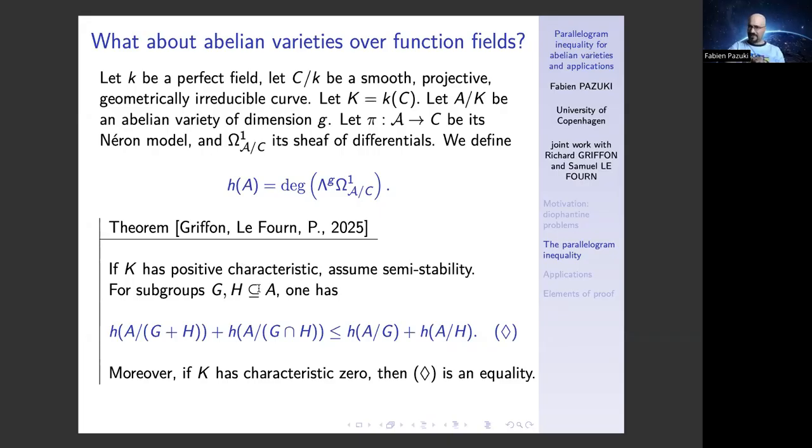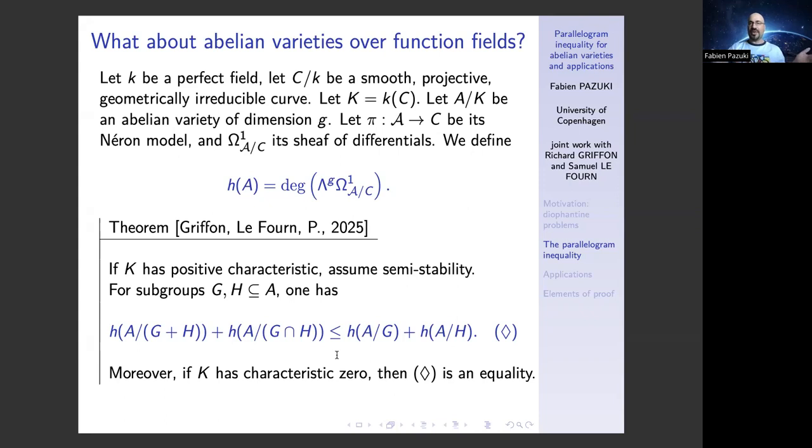Now, if I take similar kind of subgroups inside A, we are able to prove that the height of the quotient by the sum plus the height of the quotient by the intersection is actually controlled by the height of the two abelian varieties on the exact same parallelogram. So in characteristic zero, actually, this inequality, the parallelogram inequality, is actually an equality. So you don't lose anything in doing these sums of quotients. This is an interesting feature.